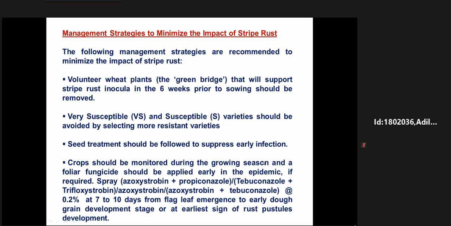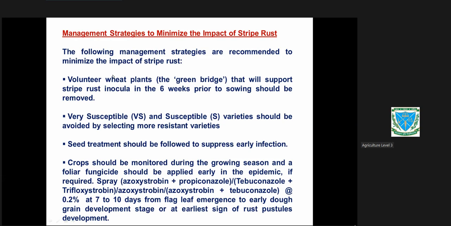Usually, during the growing season, we can spray some fungicides that contain azoxystrobin plus propiconazole, or tebuconazole plus trifloxystrobin, or azoxystrobin plus tebuconazole. The fungicides that contain these generic chemicals help to reduce the infection if you apply them at an early stage, usually at a 7 to 10 day interval. You need to start from flag leaf emergence to early dough stage. At the flag leaf stage, you have to spray this type of fungicide.